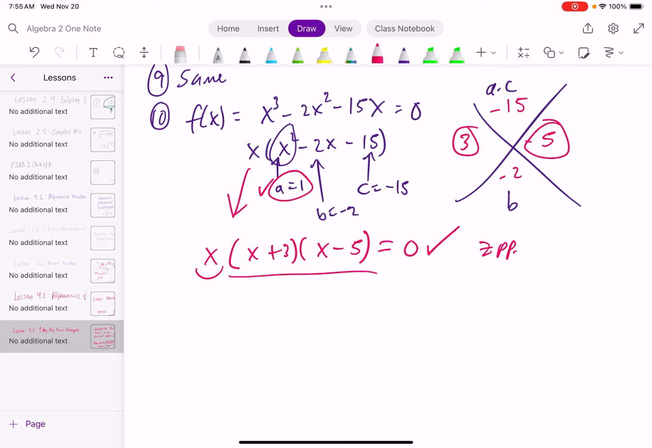So what does x have to be? 0. Now if x plus 3 right here was 0, that'd be great. So x is negative 3. And if x minus 5 was 0, then x would be 5. So those are your answers.